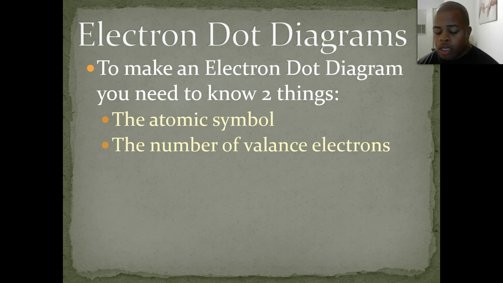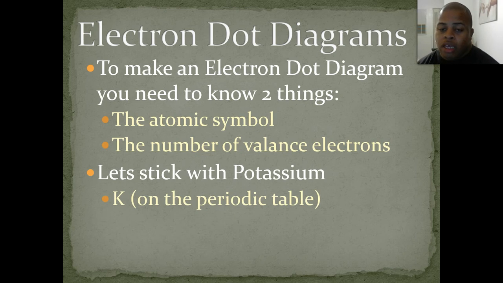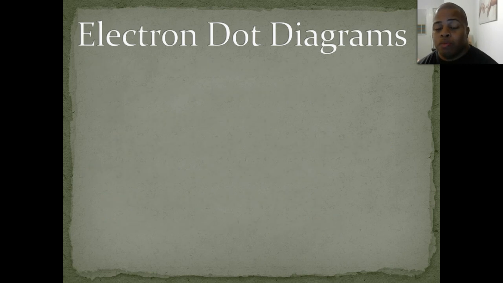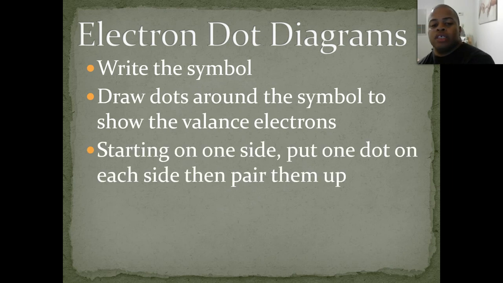So let's see what information we're dealing with, because we're going to stick with potassium. Well, the symbol is K on the periodic table, so just pull that. And since it's in group 1, the alkali metals, we know that it has 1 valence electron. So 1 valence electron and the symbol is K. All I'm going to have to do is draw 1 dot to represent the 1 electron. So write the symbol, draw the dots around for the number of valence electrons. Start on one side, then we sort of just pair them up as we go. So we have potassium, K, with 1 dot. And we're finished.